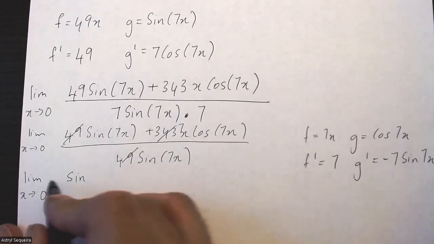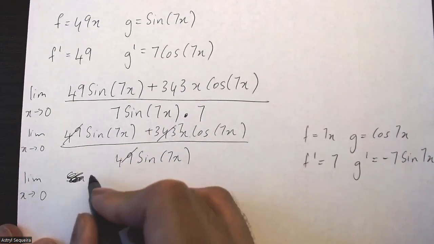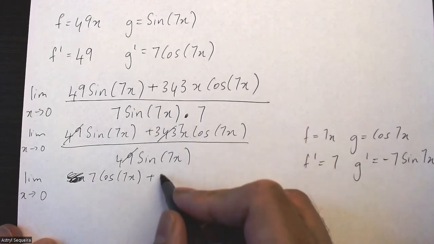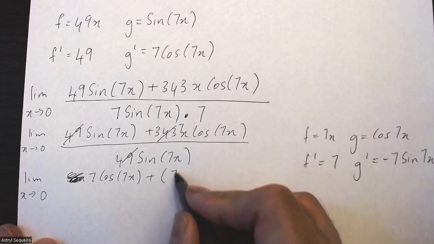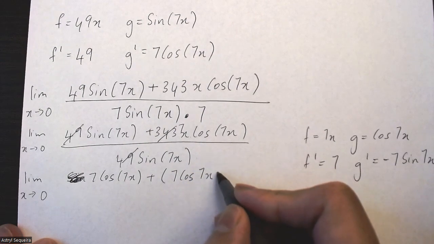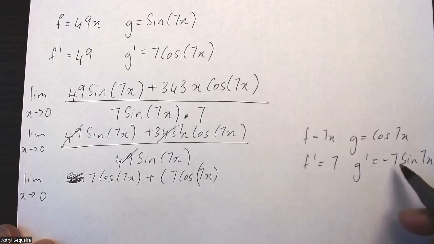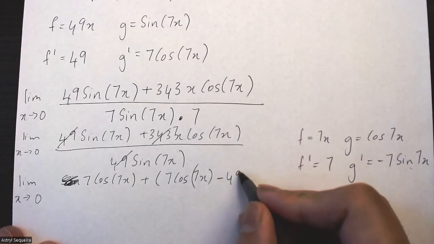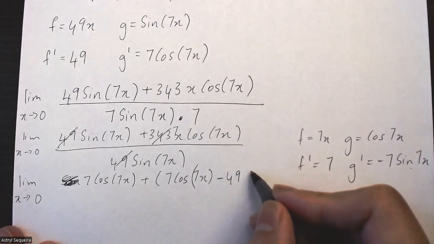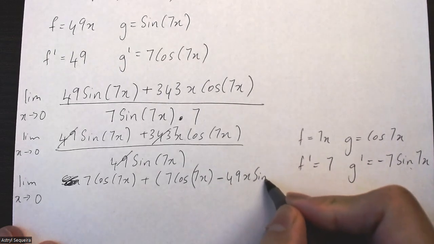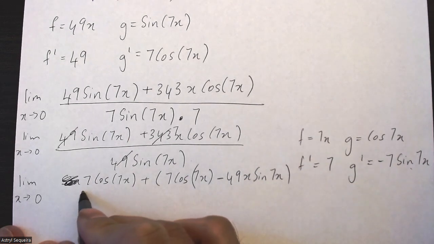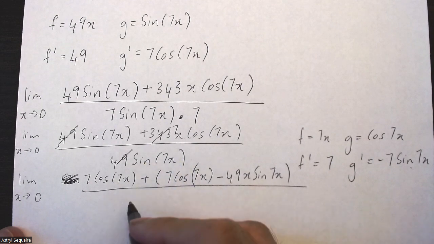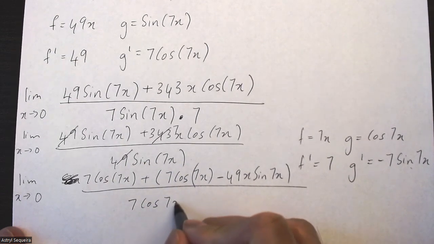So the derivative of sine 7x is 7 cos 7x plus, this is a product rule here. So f prime times g, 7 cos 7x. And then plus g prime times f, -7 times 7x is -49x sine 7x. And then if I derive the denominator, the derivative of sine 7x is just 7 cos 7x.